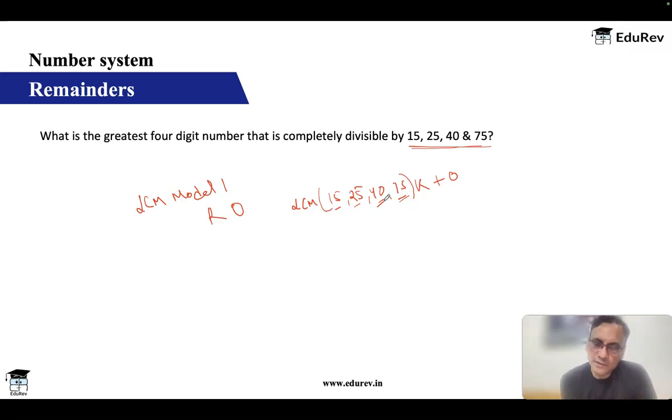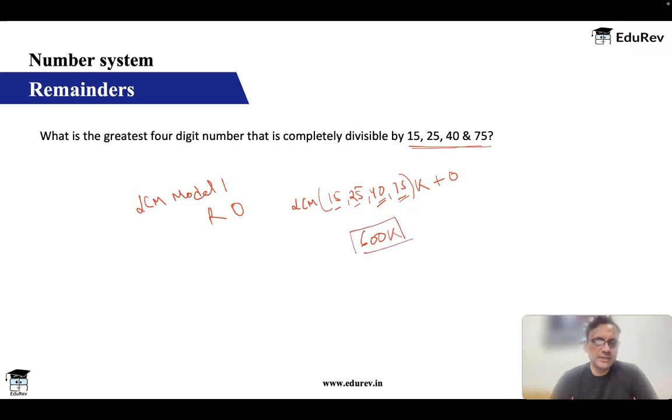Now let's check for multiples of 150. 150 into 2 is 300, 300 does not divide 40. 150 into 3 is 450, 150 into 4 is 600, 600 works. So the LCM is going to be 600. Okay, so my answer is 600k.